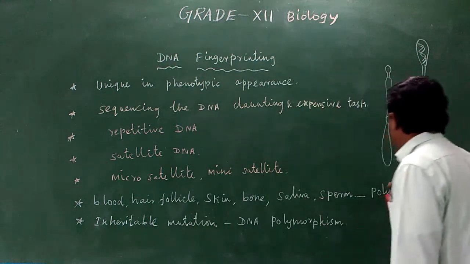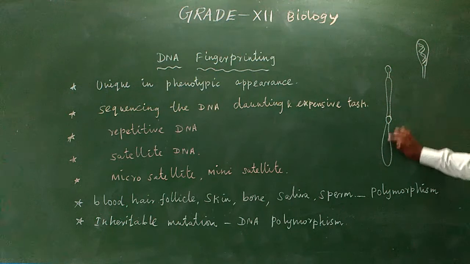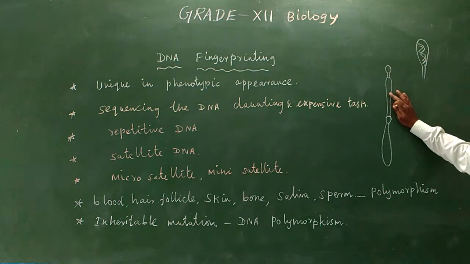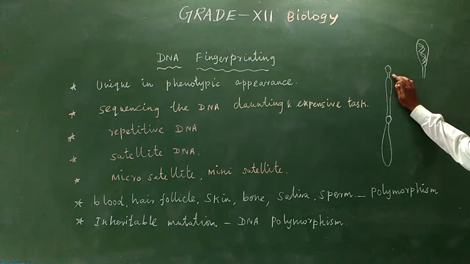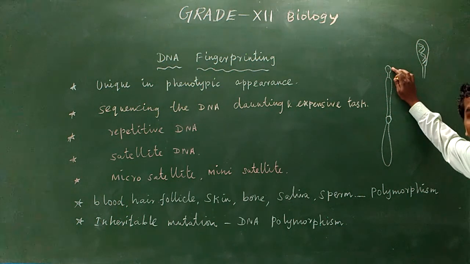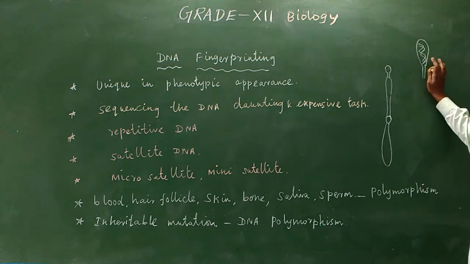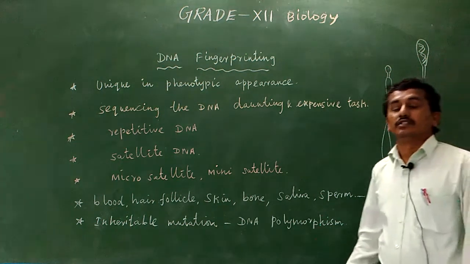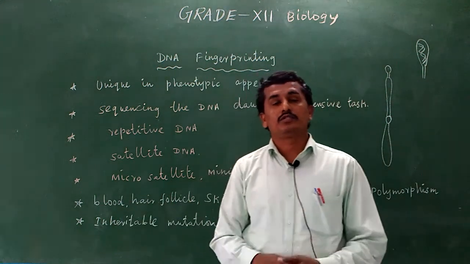This satellite DNA is related to the chromosome. In the chromosome there is the centromere, that is the primary constriction, and then the chromatids, and the secondary constriction. Above the secondary constriction, the part of the chromosome is called the satellite chromosome. In the satellite chromosome also DNA is present, that is satellite DNA. The satellite DNA differs from person to person.